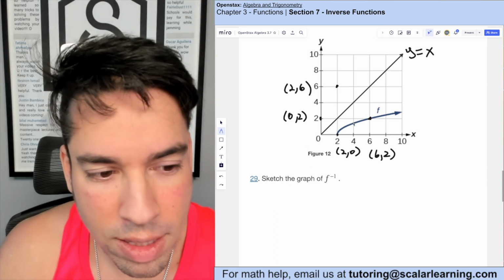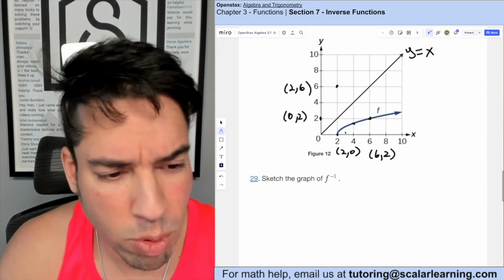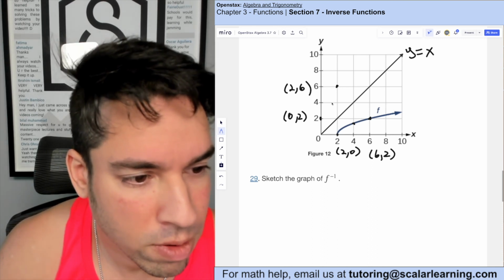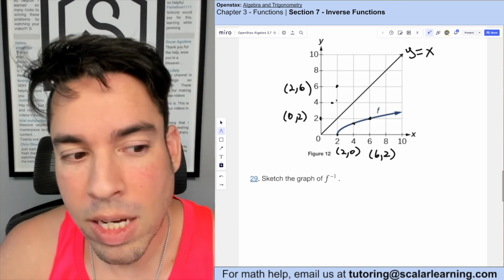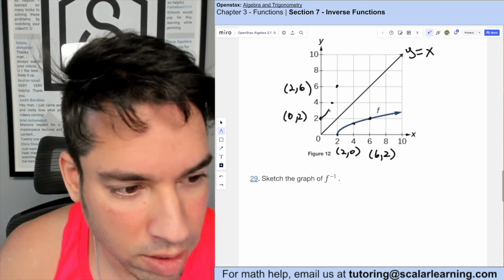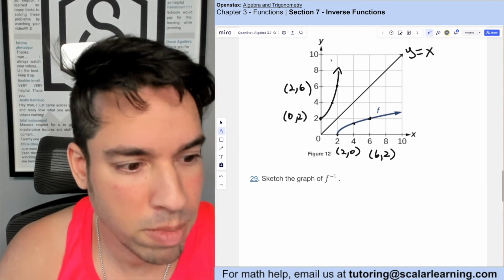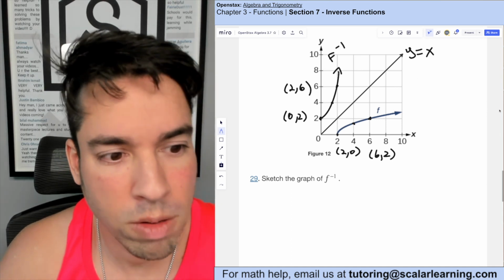Now we're going to look at this point, which is (4, 1.5) approximately, which means we should have (1.5, 4). That's just rough. So now we got three nice points, and I'm going to connect the dots as best as I can. And there is a nice approximation of f negative 1, boom, done.